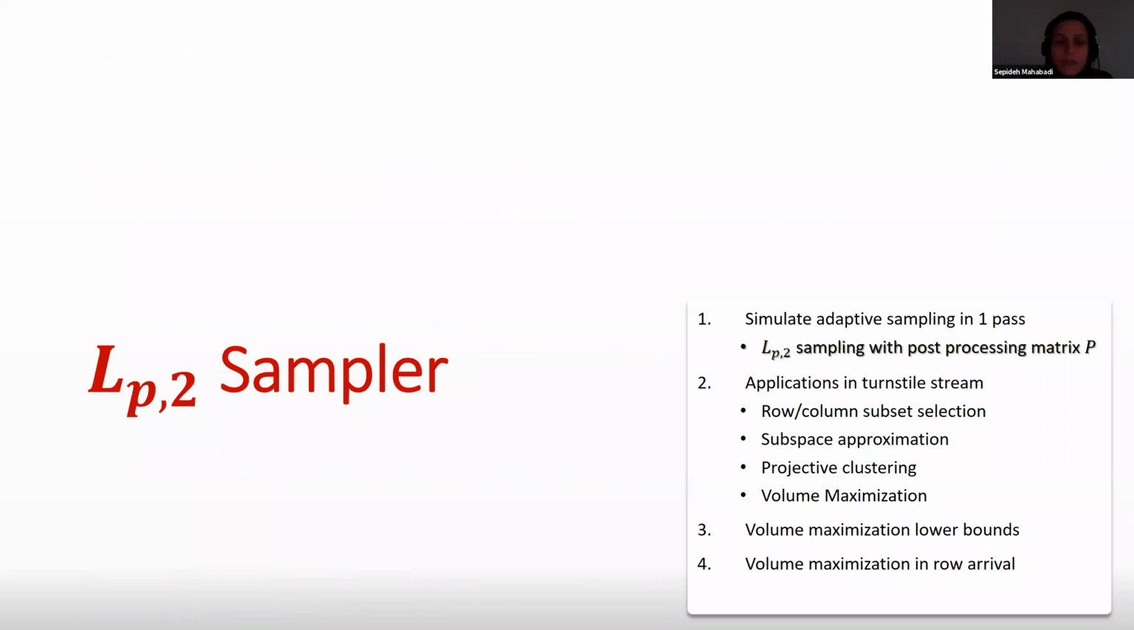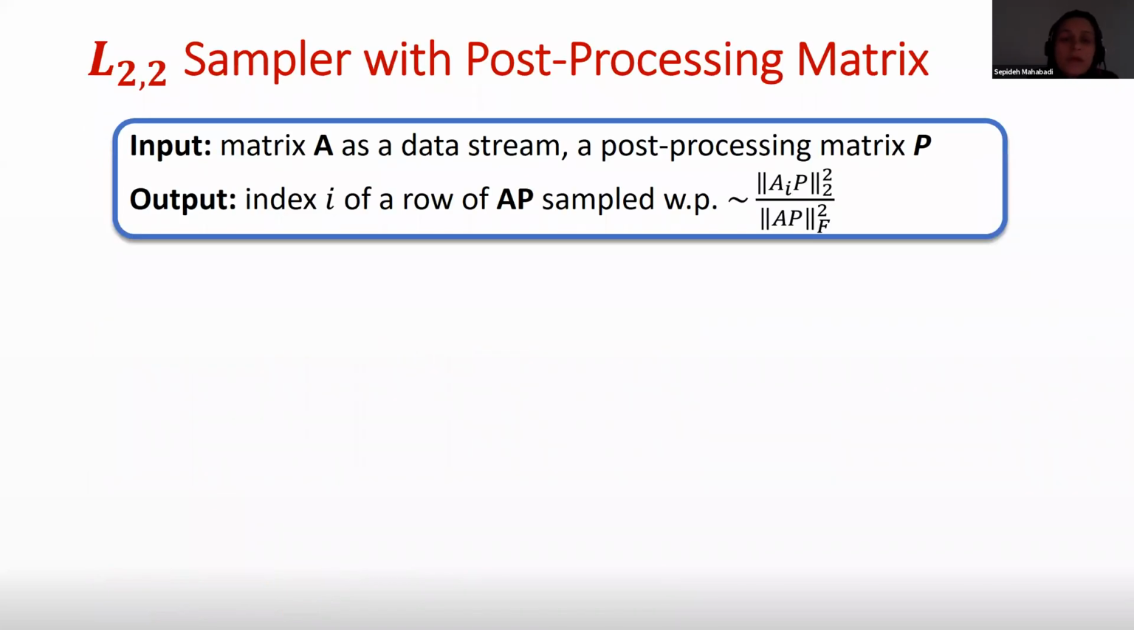Okay, so let me move on to the algorithms. Let me first tell you what this sampler does. So again, the problem is as follows. We are given the matrix A in a streaming fashion and the matrix P after the stream ends. And the goal is to sample one row of the matrix AP with probability proportional to its squared norm.